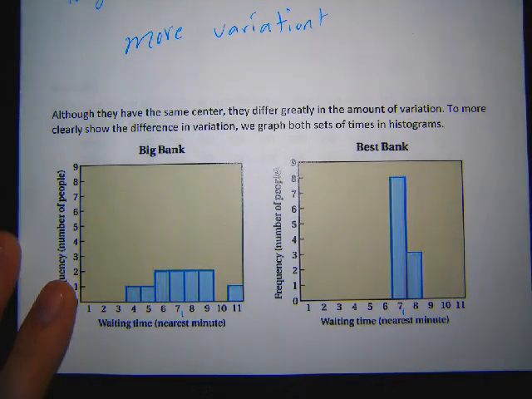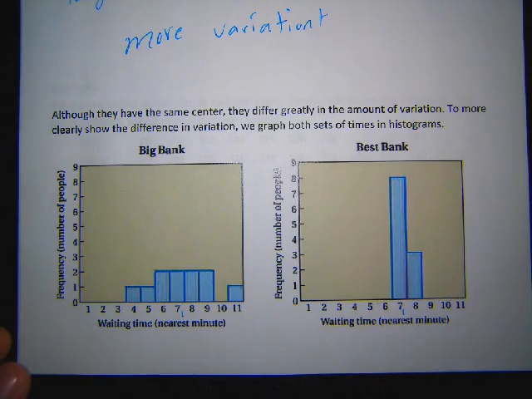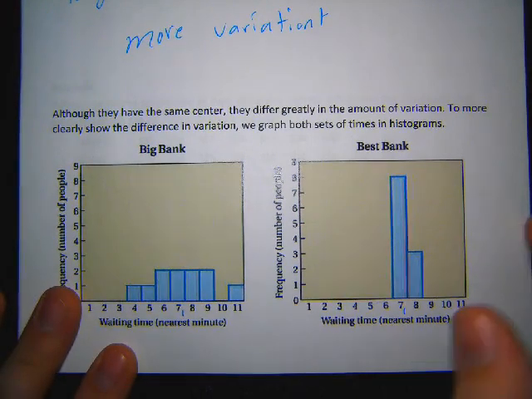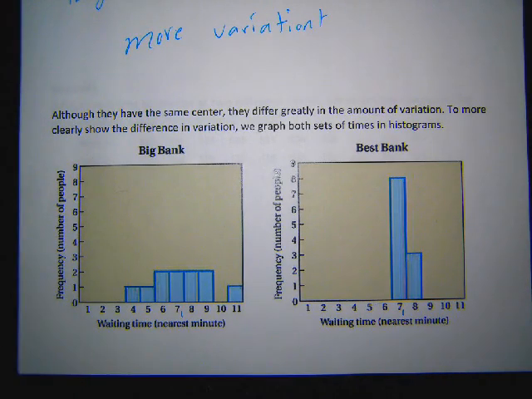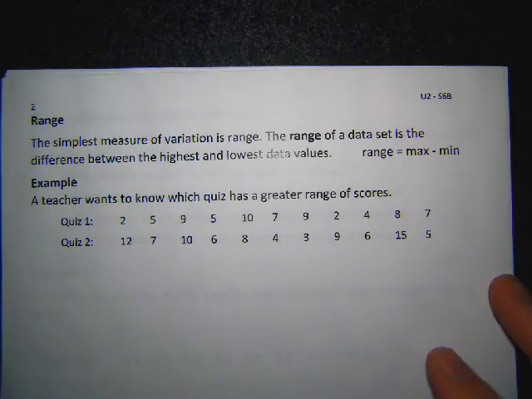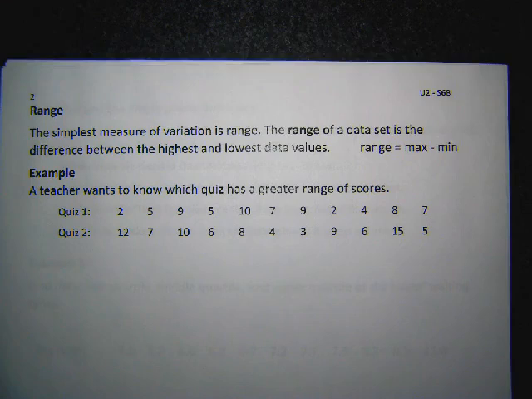So we need to measure spread. We need to measure variation. There are times when that's going to be even more important than measuring the mean or the average. Sometimes you just want to know that spread, or sometimes you'll use both. There's actually a lot of cases where we need both the spread and the measure of center to really understand the data set. Now, the simplest, easiest way to measure spread is the range.